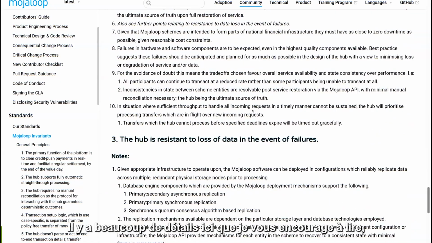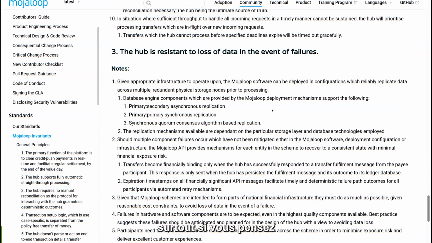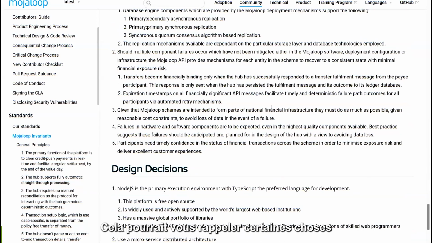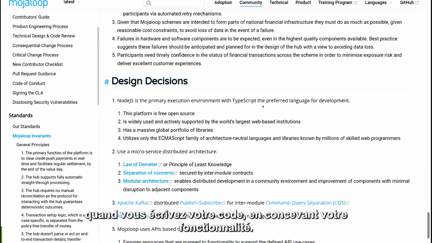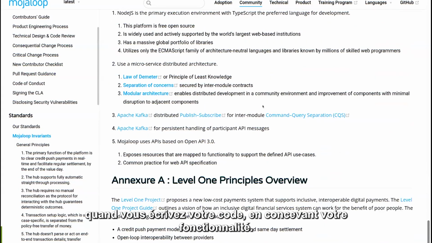There's a lot of detail in here that I would encourage you to read, especially if you're thinking about contributing to Mojaloop from a technical perspective. It's important to have at least read these, so they might ring some bells in your head when you're writing your code or designing your feature.